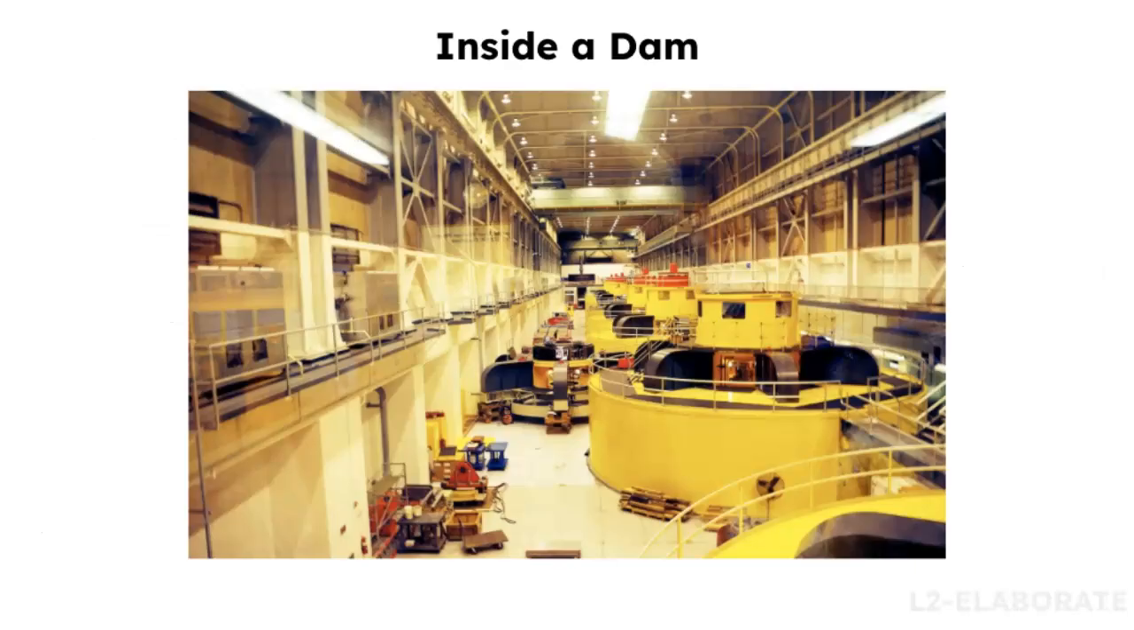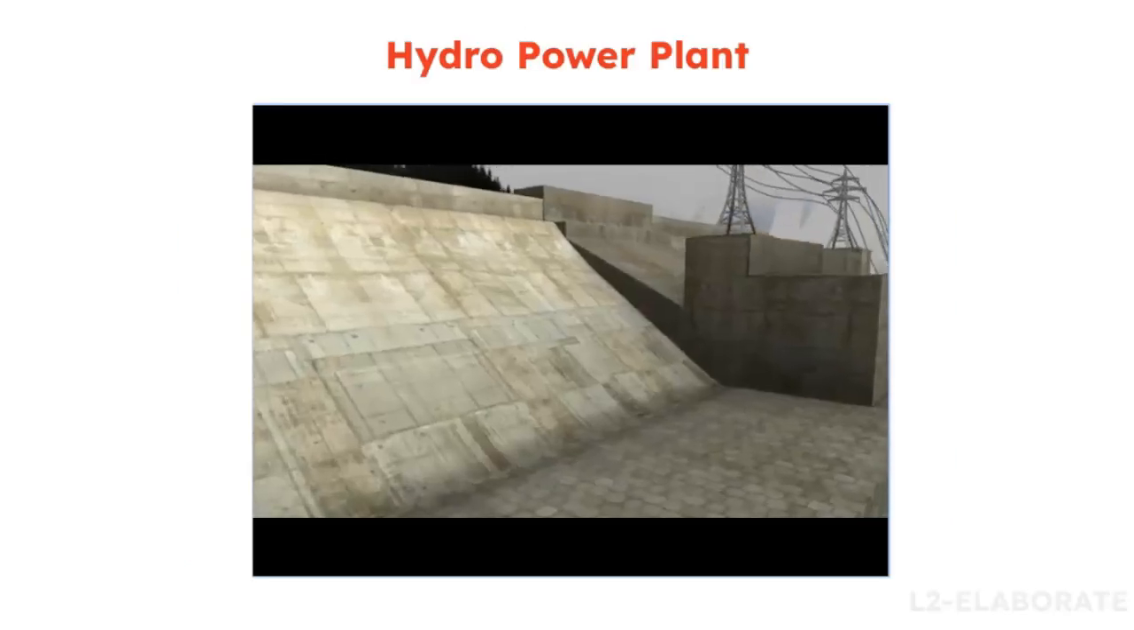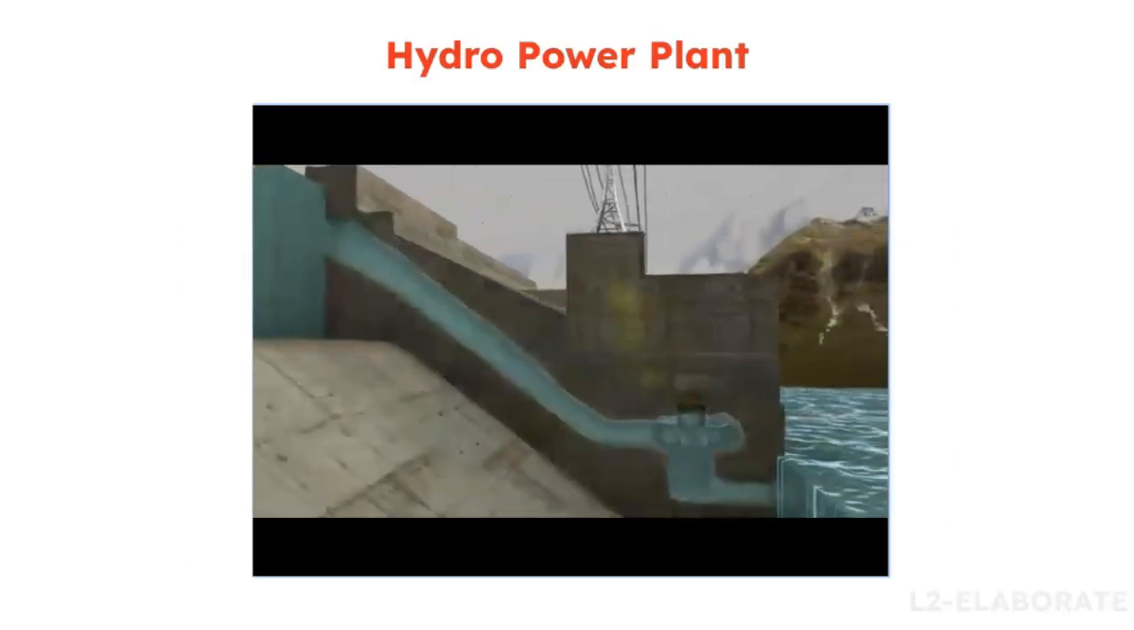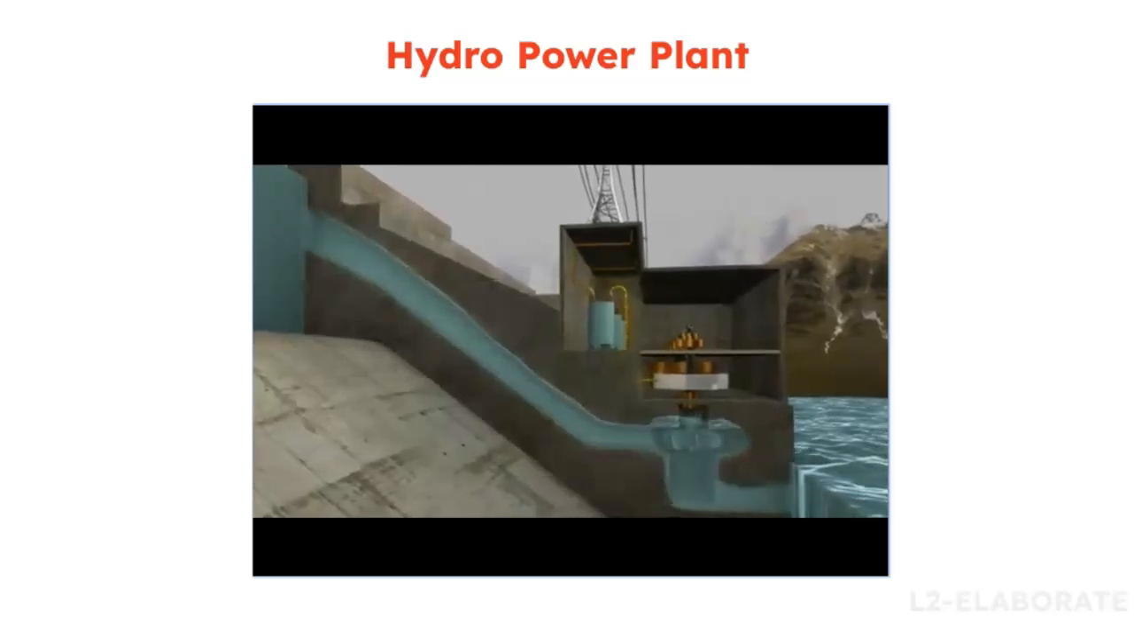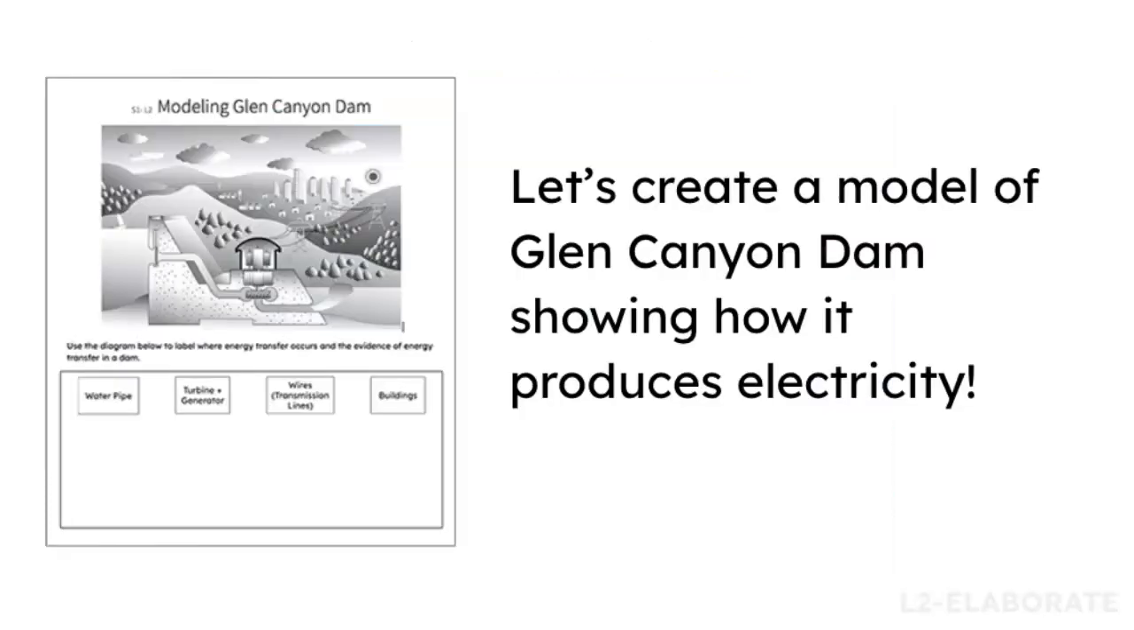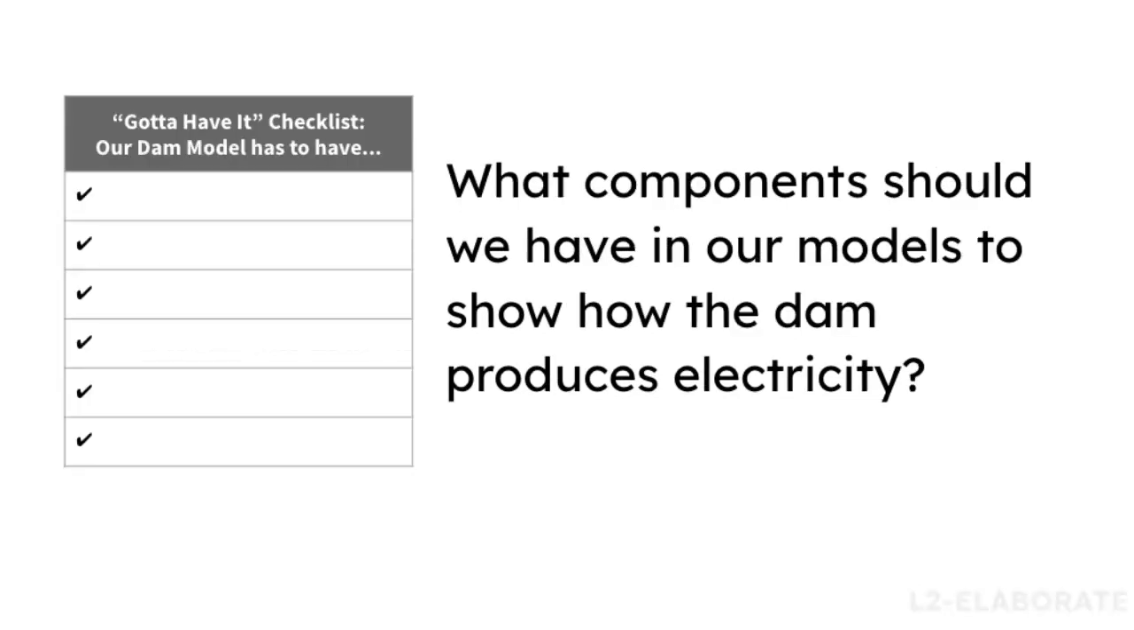For the Elaborate portion, you'll revisit the slides from the Engage that show the big picture view of how a dam works and ask questions about what students have learned about energy transfer and the production of electricity in a dam. You'll show students the hydroelectric dam animation and have students create a model of the Glen Canyon Dam and how it produces electricity on the Modeling Glen Canyon Dam student journal page. You'll help students develop a Gotta Have It checklist that tells us what to include in student models.